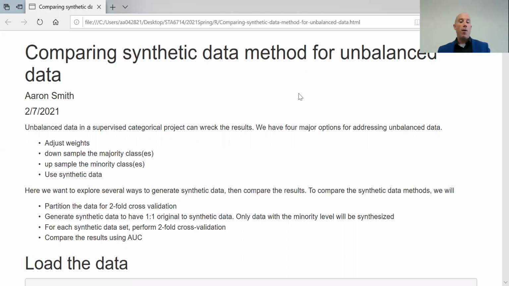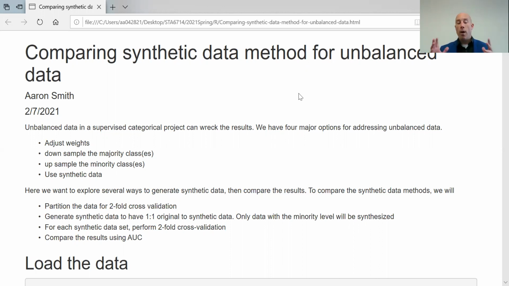Then we're going to use the synthetic data to build models. And then we're going to use the same model structure on all the generated data sets. We're going to look at the accuracy or the area under the curve for each of the models, and we're going to use that to judge the quality of each method for generating synthetic data.